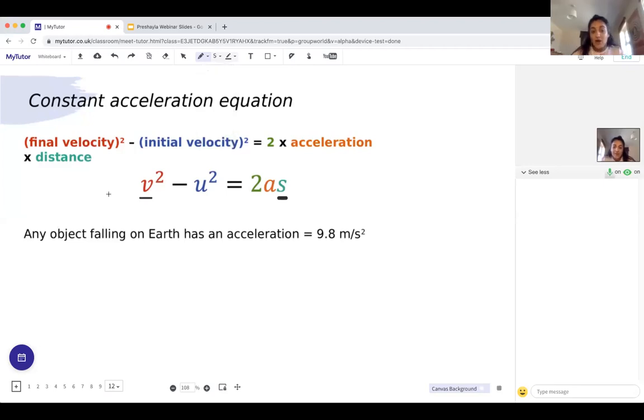So we're going to rearrange it to get V alone. Let's say we're trying to work out final velocity, so we need to rearrange the equation to make final velocity the subject. First of all, we're going to take our U squared to the other side. We're going to add U squared to both sides to get rid of it on the left-hand side and add it to the right-hand side. So we get 2AS plus U squared.